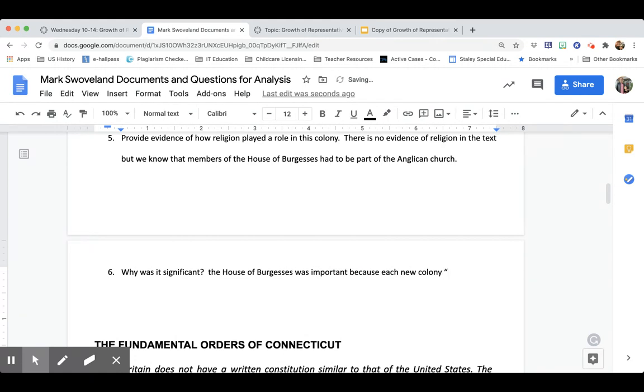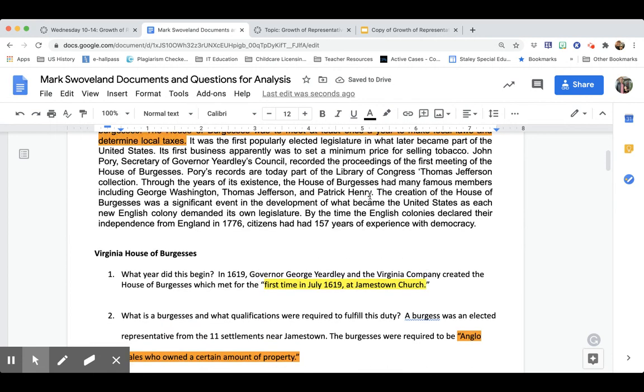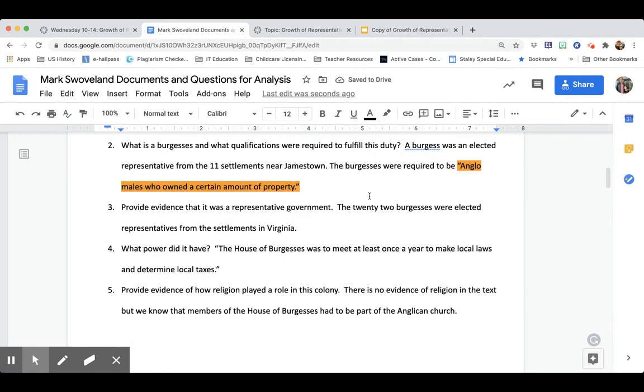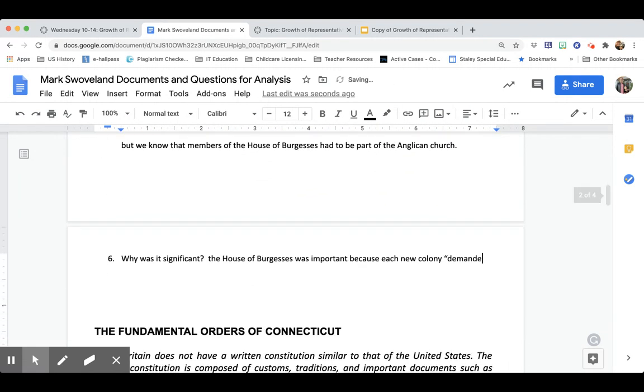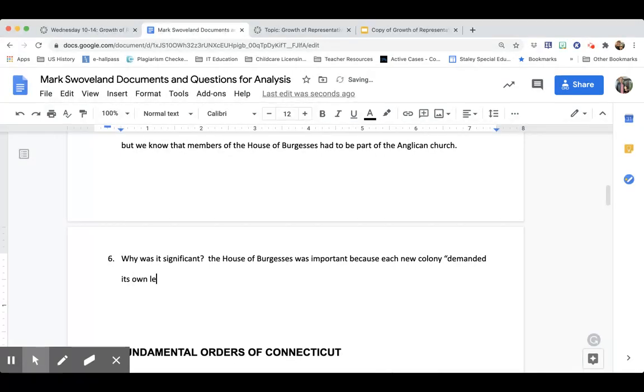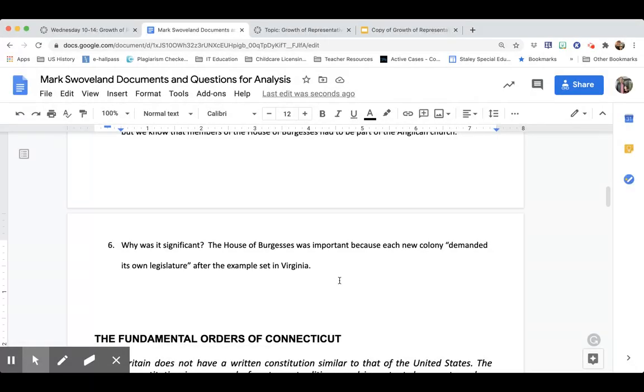I'm going to put another quote in here. I'm going to put, quote, demanded its own legislature after the example set in Virginia. And so I said the House of Burgesses was important because each new colony, quote, demanded its own legislature after the example set in Virginia.